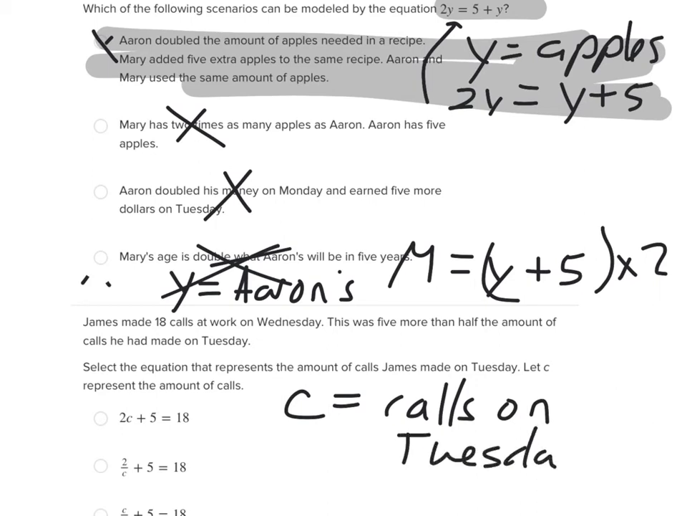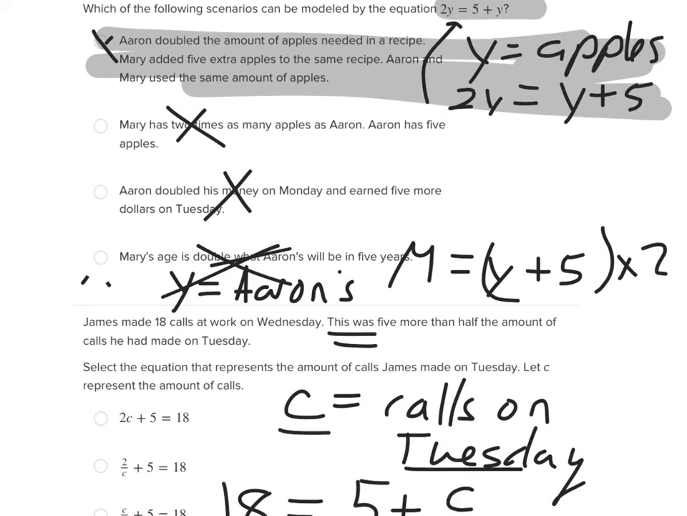Okay, so once I know that, James made 18 calls at work on Wednesday. So 18 calls equals 5 more than half the amount of calls he made on Tuesday. So the amount he made on Tuesday is represented by C, so half of C. So it would be C divided by 2. Do any of those equations look like this? They all equal 18. So that doesn't help us. Do any of them have 5 plus C over 2? This one does. So that's it. That's the correct answer.